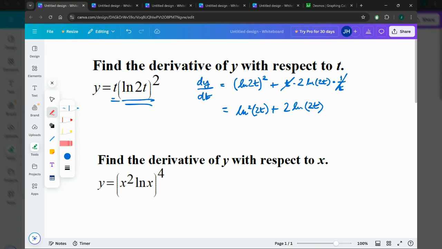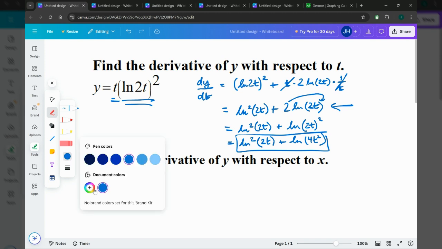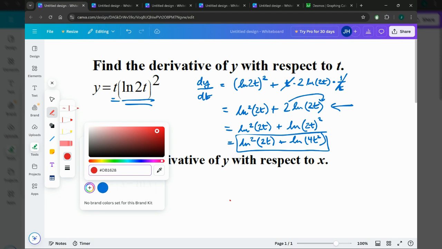Okay? Now, these two terms are not the same. This one, the natural log, is squared. If I put this 2 back in here, the natural log isn't squared, the 2t is squared. So this one here is the natural log squared of 2t, whereas this one is the natural log of really 4t squared. So there's my derivative. And honestly, this spot right here would have been fine too, but I'm just showing you those are not like terms in that particular question. Now we're going to do this again.